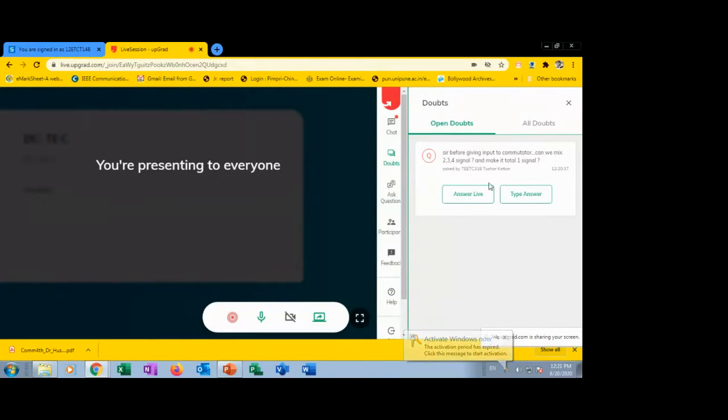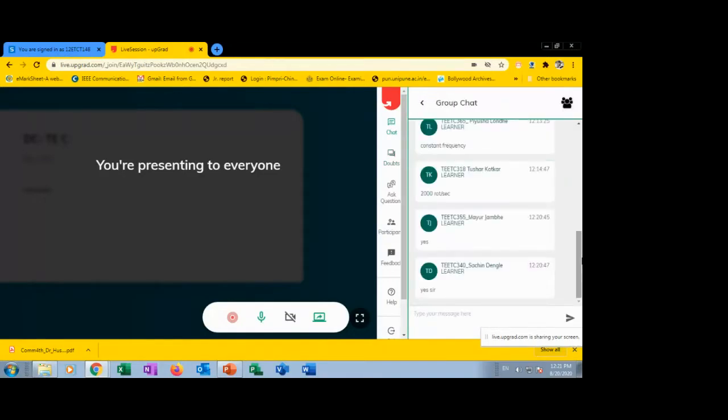One of the students asked, Tushar, sir, before giving input to the computer, can we mix the second, third and fourth signals and make it one total signal? A TDM signal itself of a single signal. Okay, I'm repeating, TDM signal itself, a time division multiplex signal.